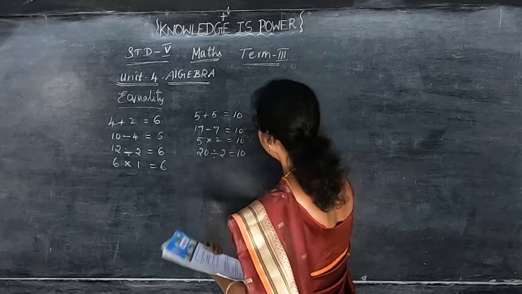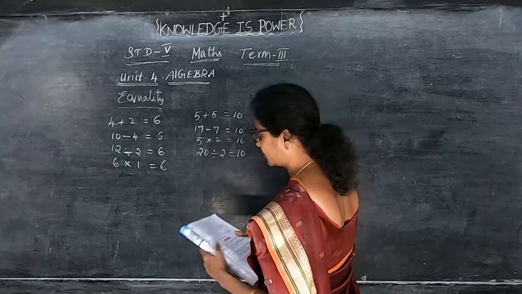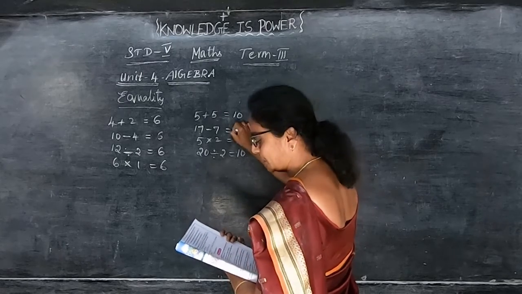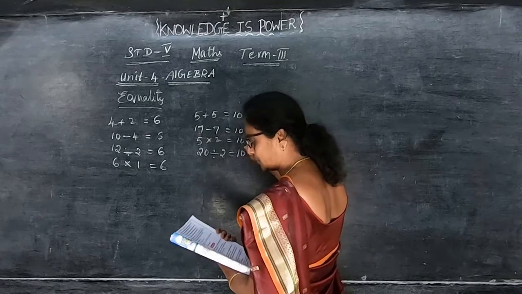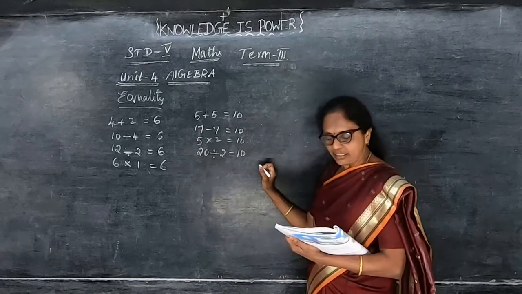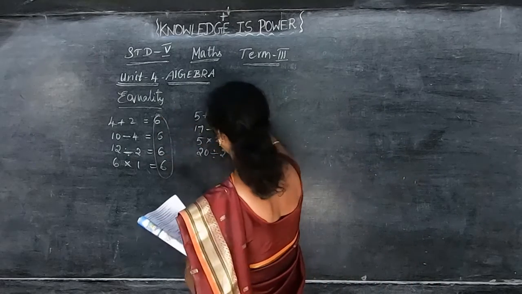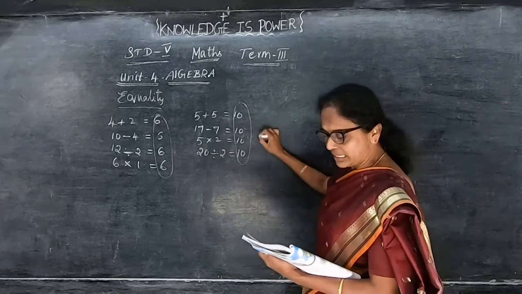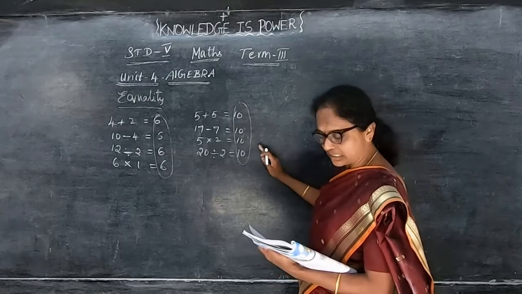Even with the different mathematical operations, addition and subtraction, we get the same answer. So if we add 5 plus 5, what do we get? 10. 17 minus 7, 10. And 5 twos are 10 and 20 divided by 2 is 10. So the value of each expression is 10, which means all the expressions are equal. All these expressions are equal to each other.